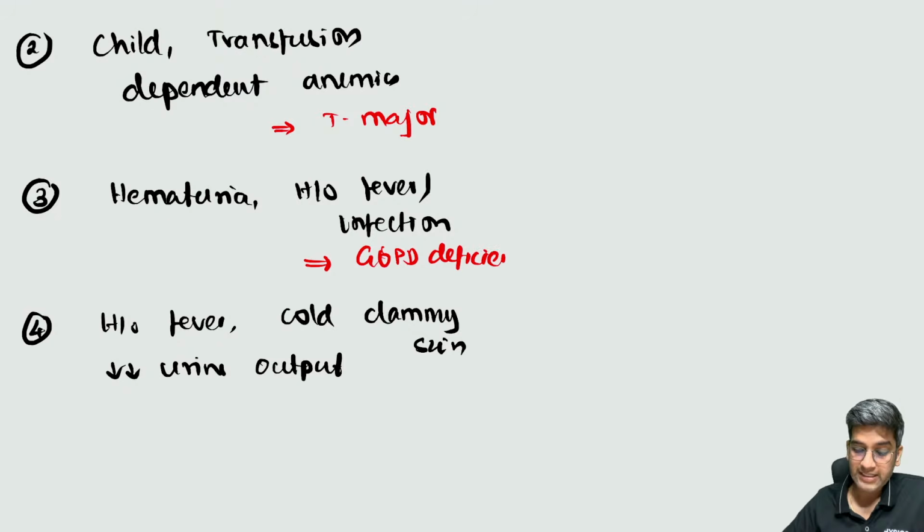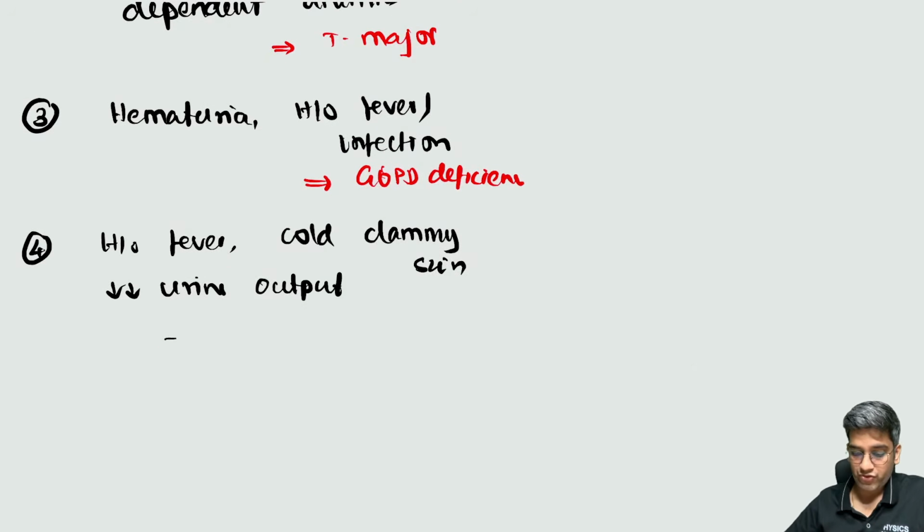Okay. Like I said, the next one is not hematology related. It's general pathology if you want a clue. History of fever, cold, clammy skin, reduced urine output. What do you think is the right answer? It's a very, very common long answer question asked in your university exams. That's a classical history of septic shock.